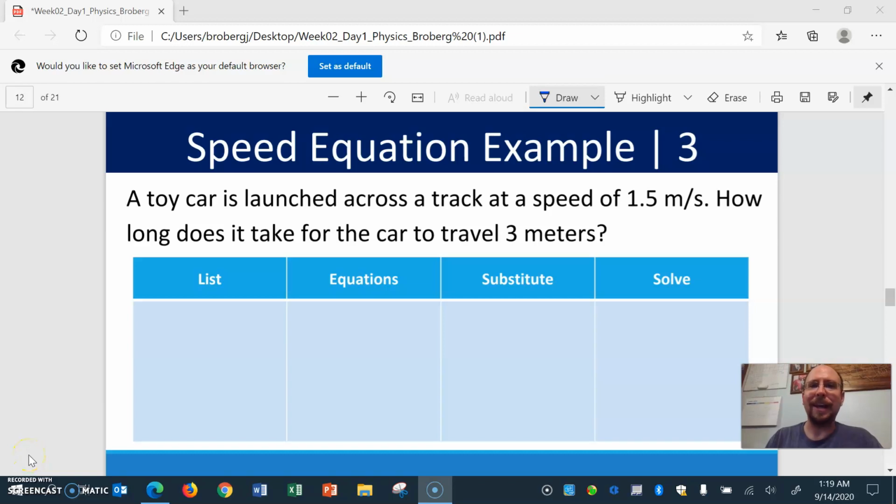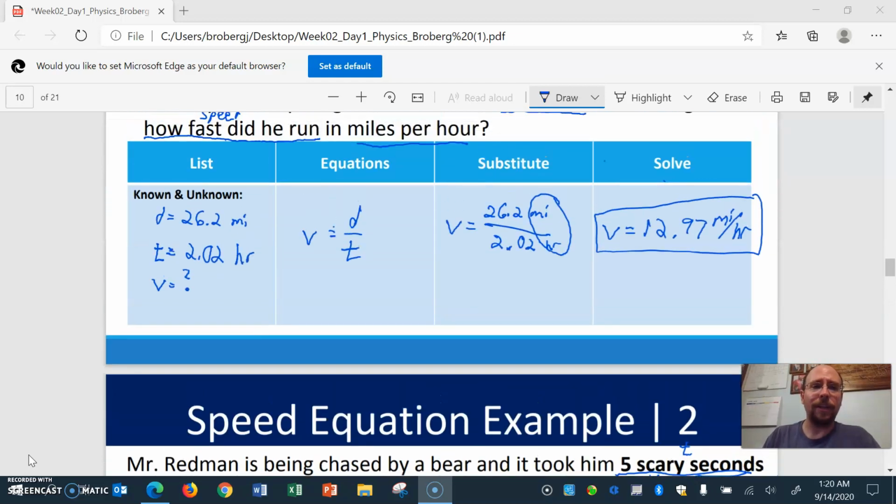All right, gang, we got one more problem that we're going to work through, and then the fourth problem, that's yours. So just keep in mind that when we're working through these problems, we're filling out each part of it: the list, the equations, the substitute, the solve. The things that you need to have on your paper are the same things that are shown here.